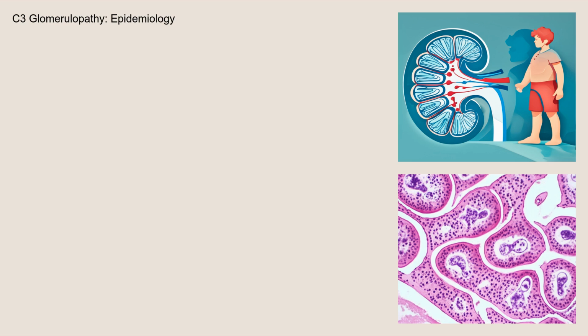C3 glomerulopathy is considered a rare disease. Estimating the exact prevalence is challenging due to its complex diagnostic criteria and possible underdiagnosis. However, studies suggest that it accounts for a small percentage of all cases of glomerulonephritis, a broader category of kidney diseases affecting the glomeruli. It can affect individuals of all ages, from children to adults, with some reports suggesting a slightly higher incidence in younger individuals.